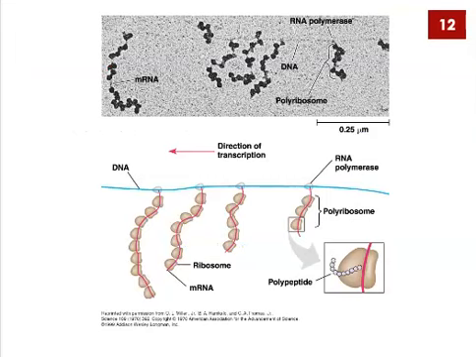On this slide, down at the bottom, you can see a drawing of this process going on. And up at the top, you can see an actual electron microscope image. You can actually see these beads on a string. Let's look at the drawing first. The blue color represents the double-stranded molecule of DNA.